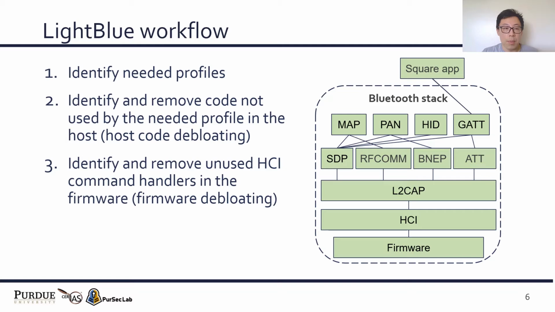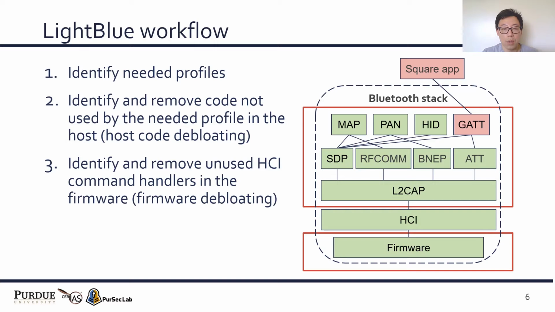So the first step of the framework is to identify the needed profile by an app. Once the needed profile is identified, it then performs the host code debloating and firmware debloating. Recall that those two pieces of code are running on two different CPUs. Therefore, we analyze them separately and use the HCI commands to bridge the gap between them.